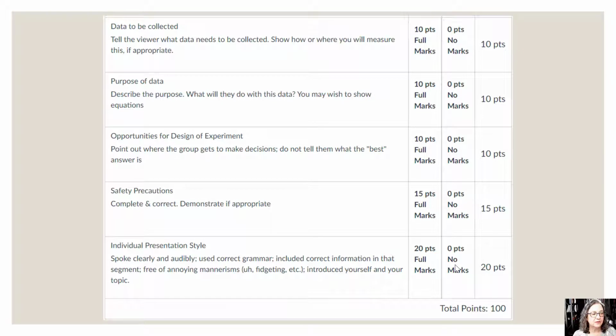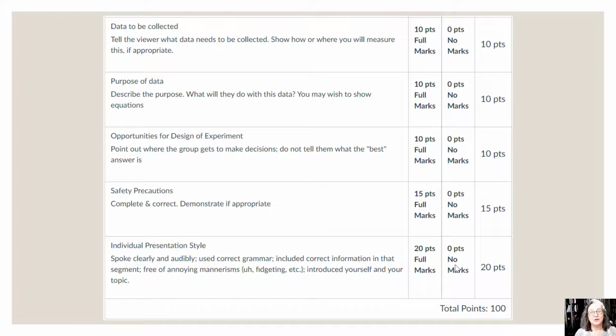And then 20 points is on your individual presentation style, so everyone will get a different grade on this portion. You want to be clear, audible, and use good grammar. Make sure that the part you say is correct. If someone else makes a mistake in the slides, that's going to go against the team. If it is in just what they spoke, then that goes against them.